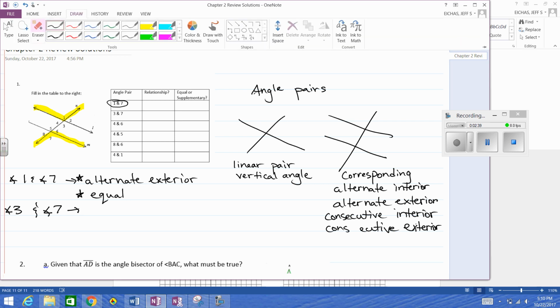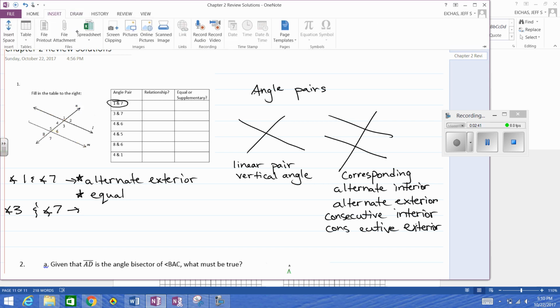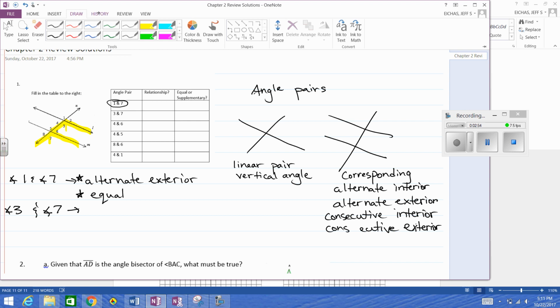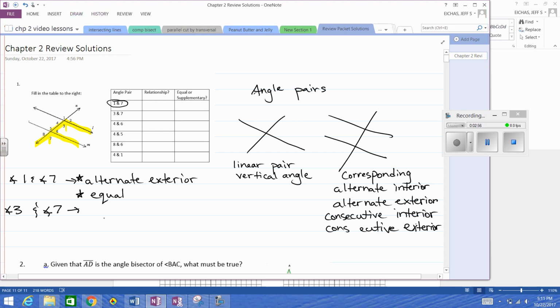All right, so let's get rid of that. This time angle 3 and angle 7. It looks like they're going to be corresponding angles. Same position on the other intersection. They're both on basically the bottom right-hand corner. So those are going to be corresponding, and those are also going to be congruent or equal.